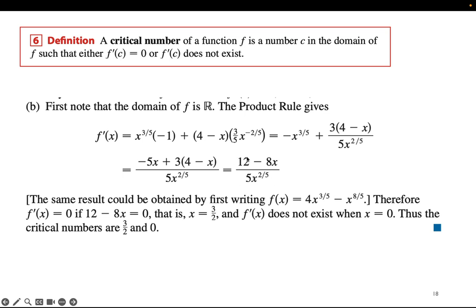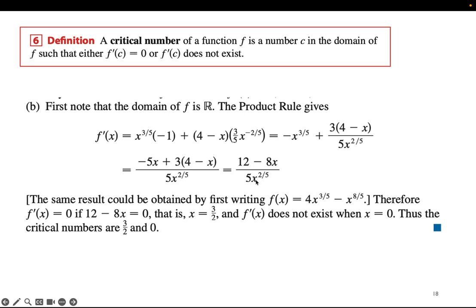So again, if I'm looking for the critical number, I want to know whether f prime is 0 or whether it's undefined. Well, this is 0 when you have a fraction like this, when the numerator is 0. So if I solve for 0 in the numerator, I get x is 3/2. So 3/2 is a critical number. That satisfies this first part: if f prime is 0, then it's a critical number.